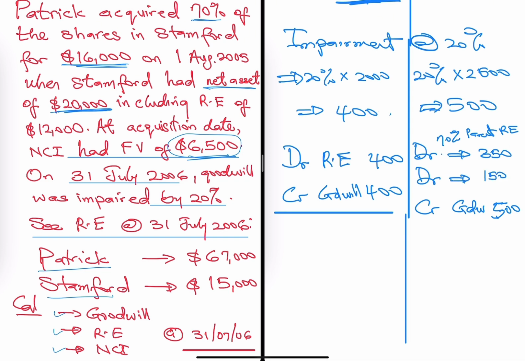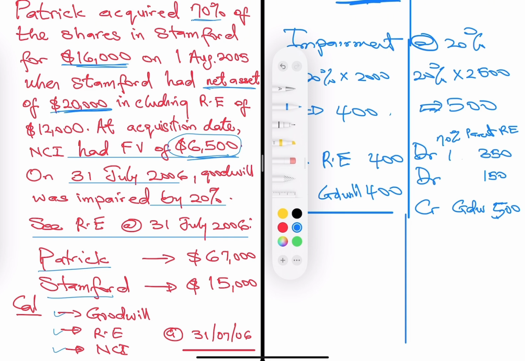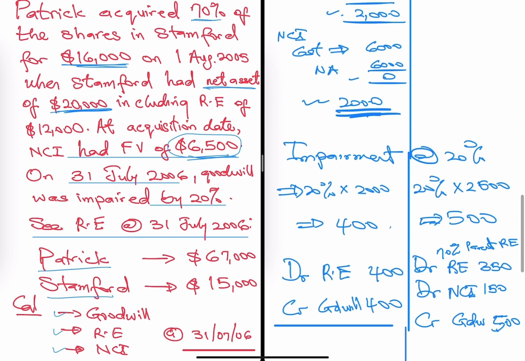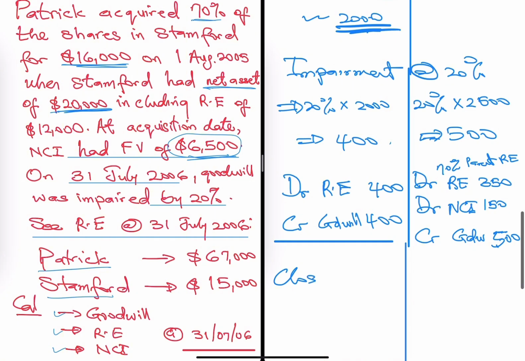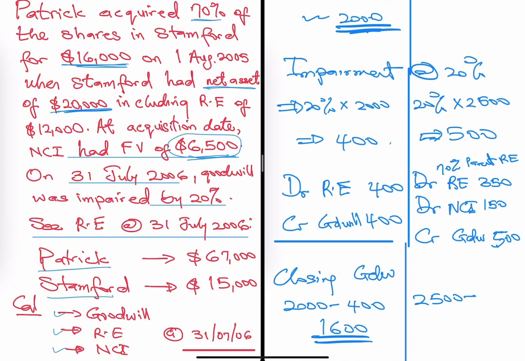So this is retained earnings. I need to write it clearly because this part is very important. So you're going to debit retained earnings for the 70%, and NCI takes the 30%. So that is it for impairment of goodwill. And that means the closing goodwill will now be opening minus impairment on each side. So this one, the closing goodwill will be 2,000 minus 400, and that will be 1,600. And here it is 2,500 minus 500, and that is 2,000. So that is closing goodwill.